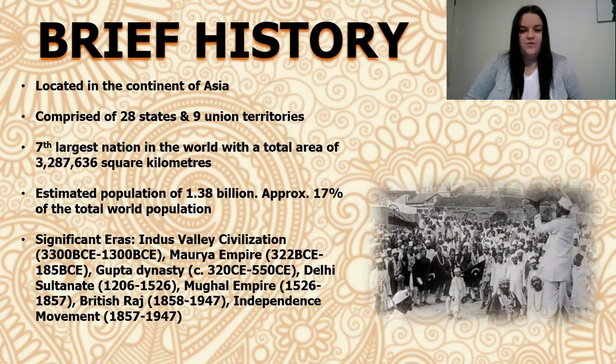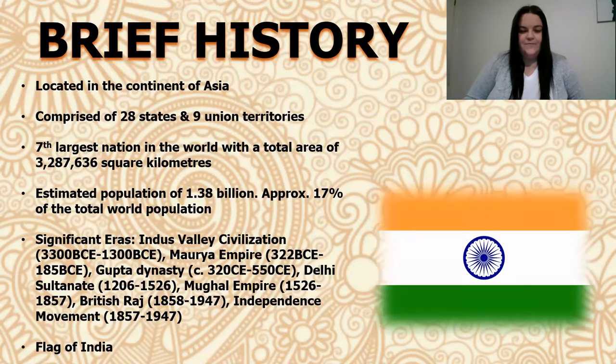Independence Movement, 1857 to 1947. The independence movement was a series of activities with the ultimate aim of ending the British rule in India. On August 15, 1947, the UK Parliament passed the Indian Independence Act 1947. India attained independence following the movement, noted for largely non-violent resistance and civil disobedience.